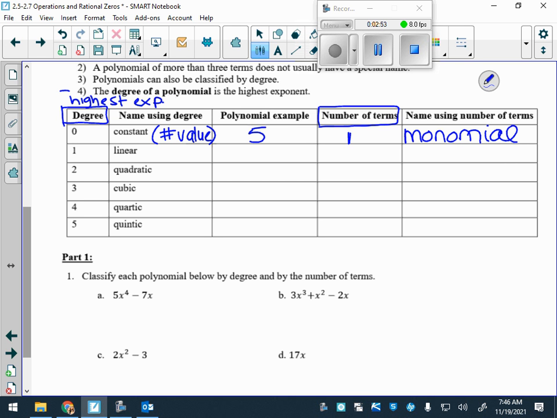If I have a degree of 1, that is called linear. An example of that is x plus 3, or just x. You can write 2 examples here if you want. For this example, x plus 3, how many terms do we have? 2. What would the name be? Binomial. Good.